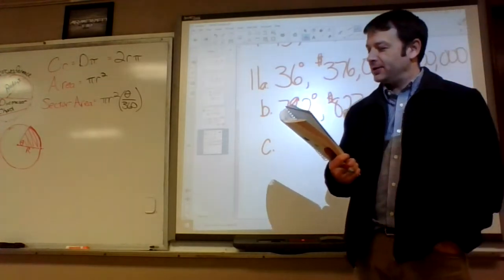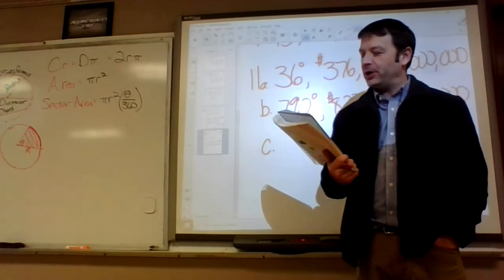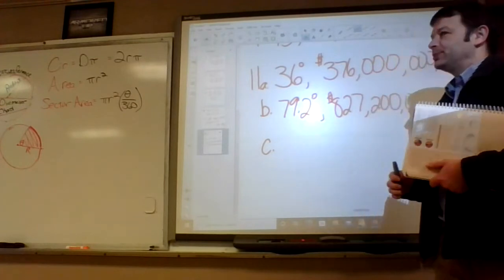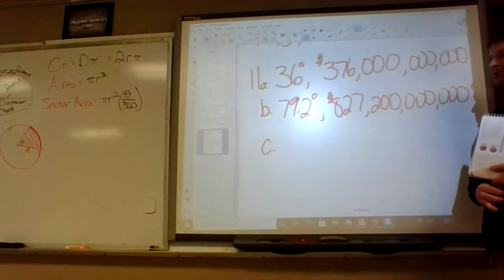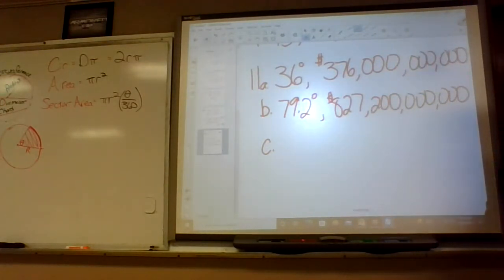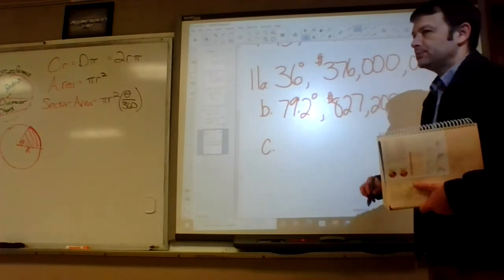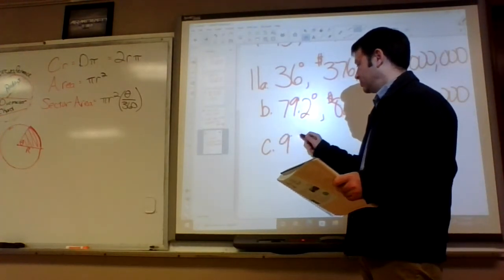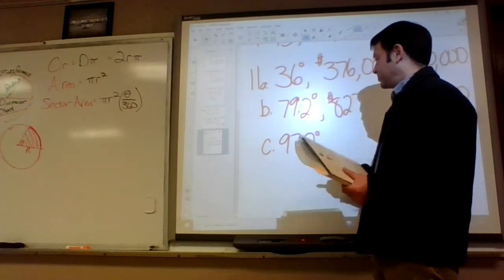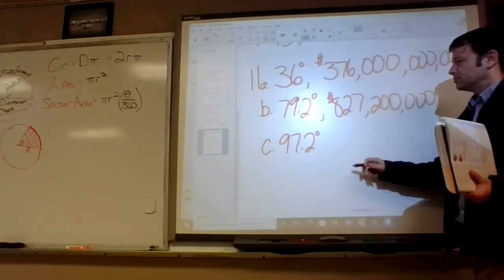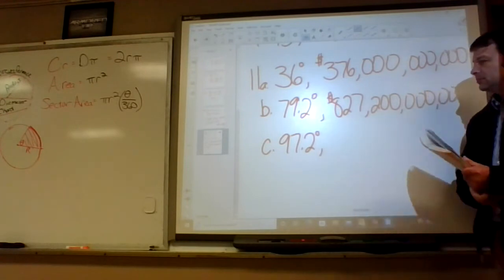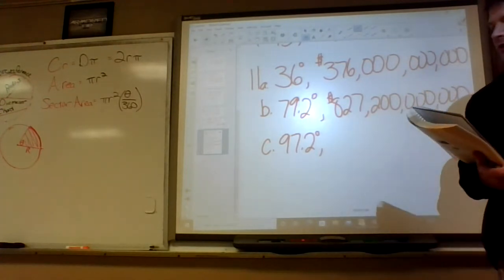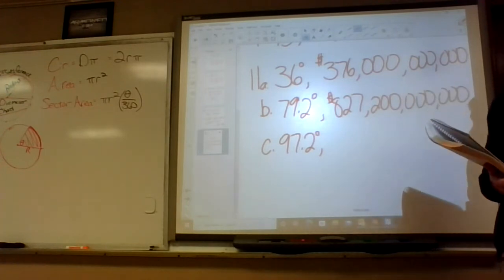C, healthcare. It's taking a while. Healthcare is the bright orange one, so it's 27%. So we need to figure out what is 27% of 360. 0.27 times 360 is 97.2. Okay, mixed up the last one with this one. And then we also need what is 27% of 3,760 billion.